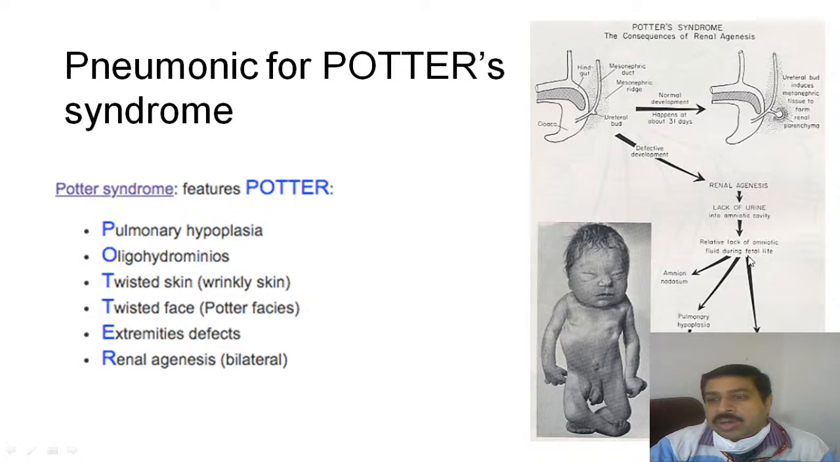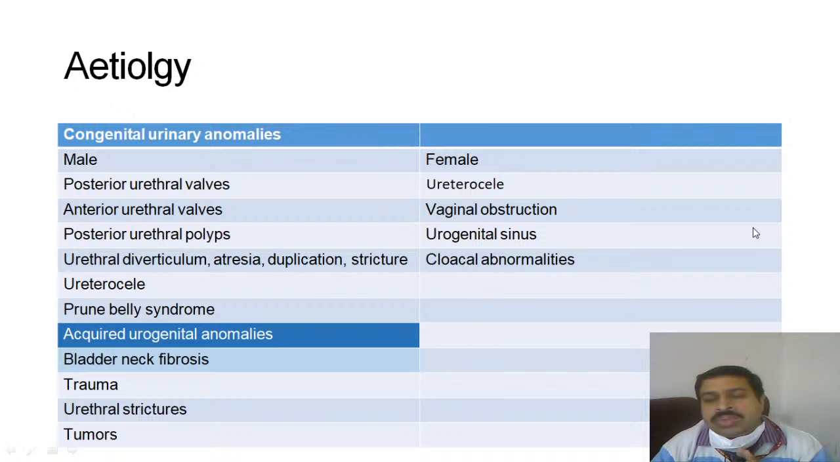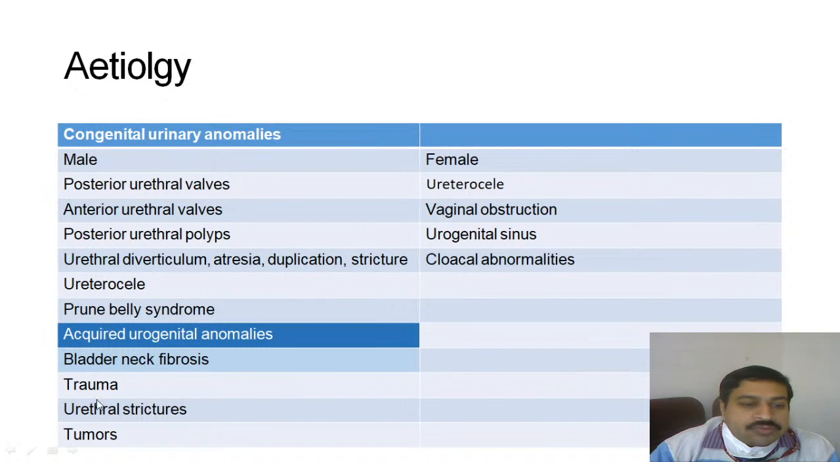I have already elaborated on how it happens, the various mechanisms of development of Potter's syndrome. So now coming back to the topic proper, what are the causes? I have already discussed the most important one of them, that is in males the posterior urethral valves. Rarely we can have anterior urethral valves as well. We can have urethral polyps. There could be ureterocele, and this ureterocele is more common in females. So in this table you can see it is in the top of the chart, and other abnormalities we have discussed them. So we can have trauma, strictures, tumors, of course.